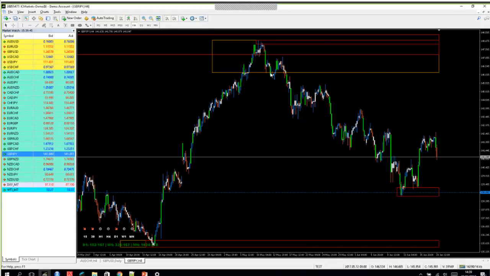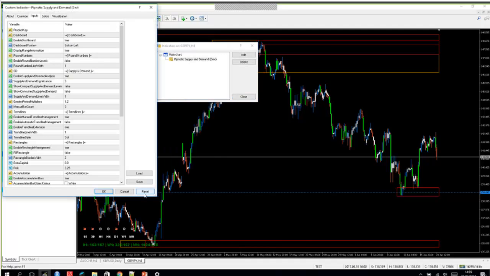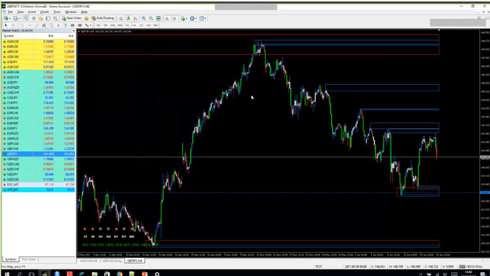Yeah, so that's how I like to view it. Let's have a look. If I turn all this off, just to enable some areas here that we can look at. Yeah, so you can see how this plays out very nicely.